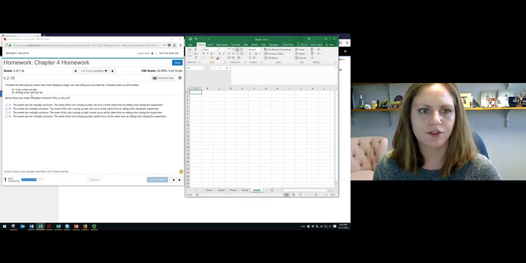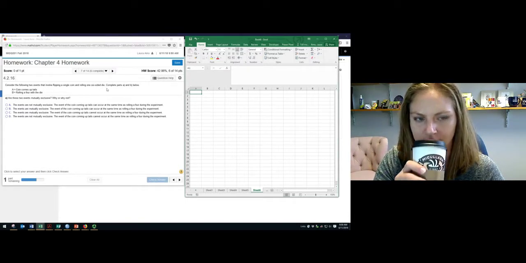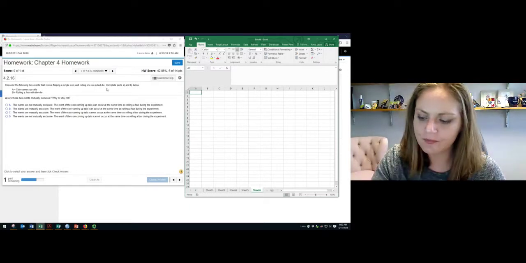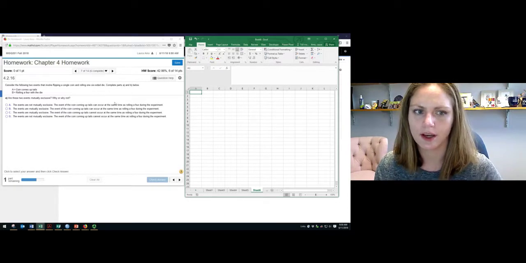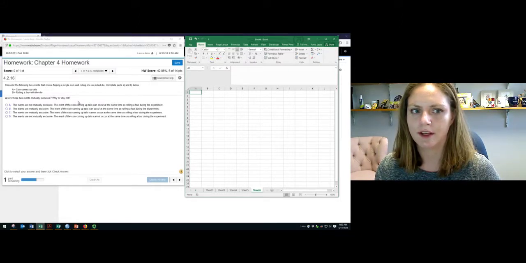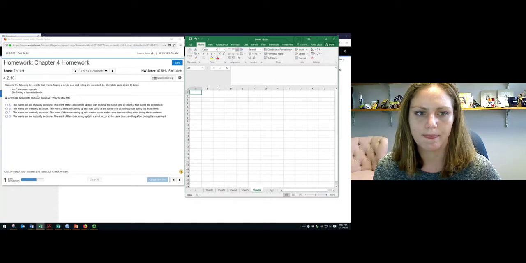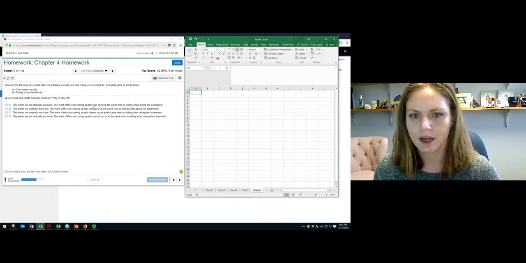Okay, let's consider the following two events that involve flipping a single coin and rolling a 6-sided die. The probability that the coin comes up tails and rolling a 4 with a die. Are these events mutually exclusive? They're not mutually exclusive. An example of a mutually exclusive event would be if event A is the coin comes up tails and event B is the coin comes up heads. Those two events can't occur simultaneously. So in this case, the events are not mutually exclusive. It can occur at the same time as rolling a 4.